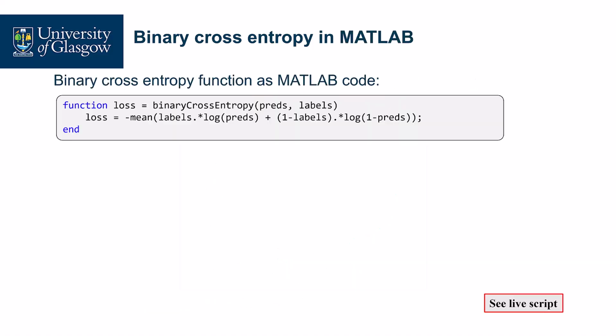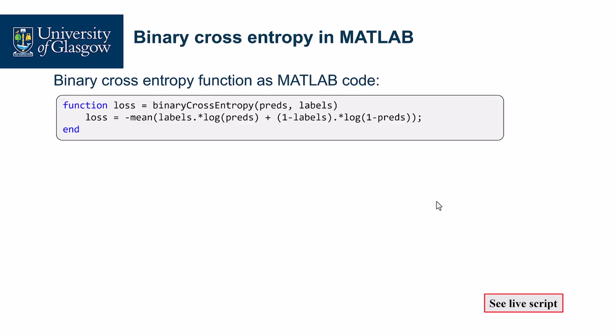So here I'm showing you the answer. This is the binary cross-entropy function. You can see the labels and the predictions, all of which are vectors. That's why I use dot multiply, and at last I use the built-in function mean, right? So we can write this function in one line. And we can also write it in an anonymous form, like the last one, and you can try it yourself.